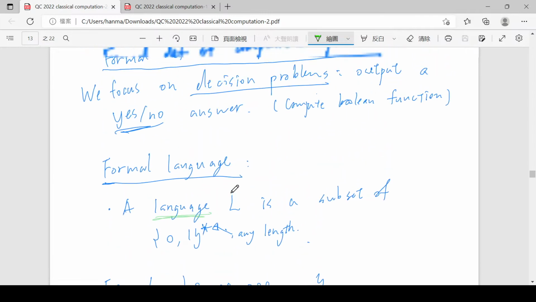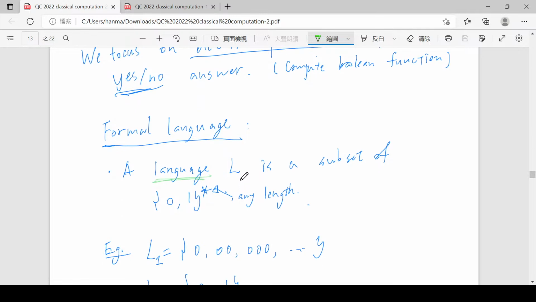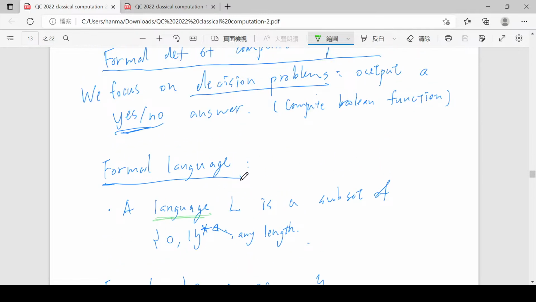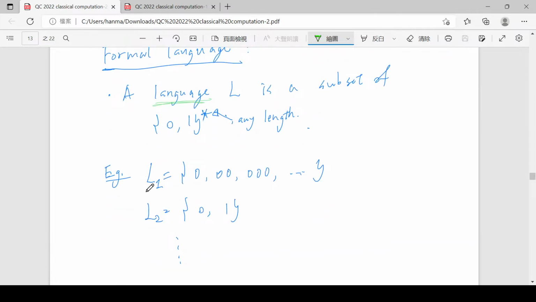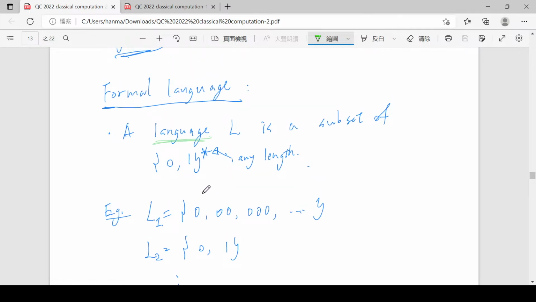Mathematically this seems weird, but really it's just a way to write down the truth table of a Boolean function of all sizes. Here we give a very easy example of a language: the language of every string that doesn't contain 1. So 0, 0, 0, 0, and so on. This corresponds to the Boolean function where the output is 1 when your input has all zeros.